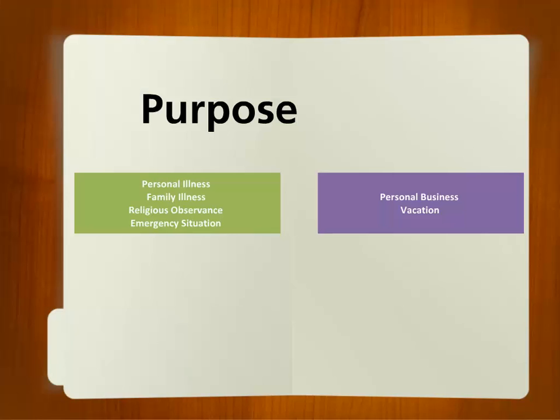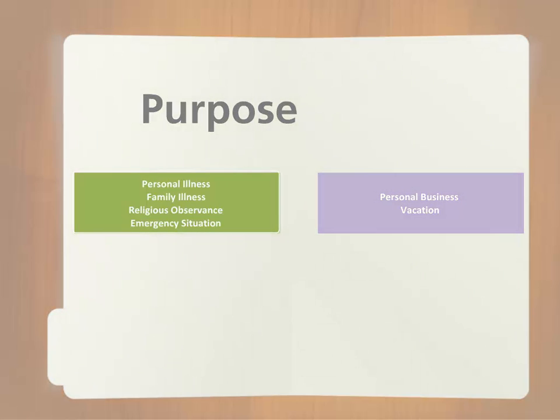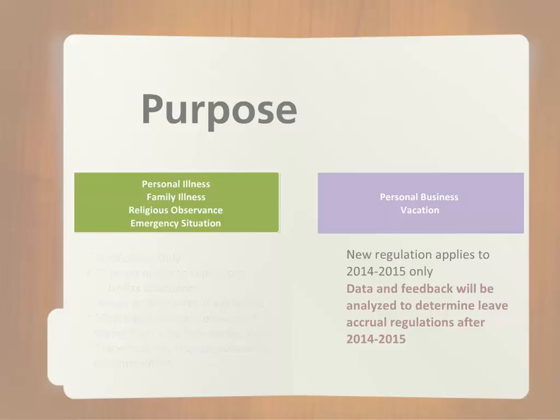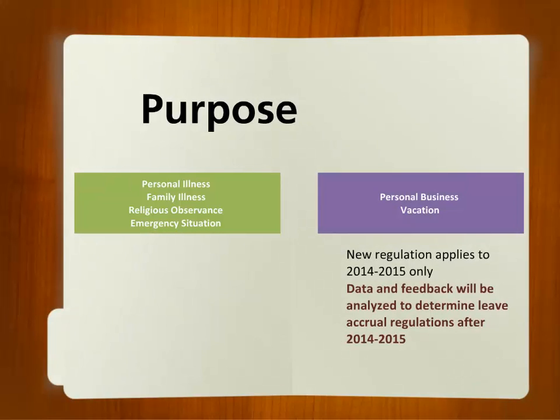There are 2 types of general leave. The first is restricted to use for personal illness, family illness, religious observance, and unexpected personal emergencies, such as car trouble or a flood in the house. Supervisors are authorized to request documentation of the reason for request, if applicable. For the 2014-15 school year, general leave may also be used for vacation. This policy is subject to change in subsequent years.